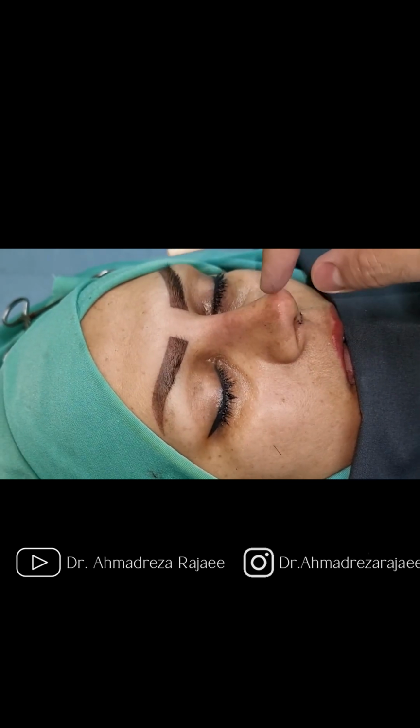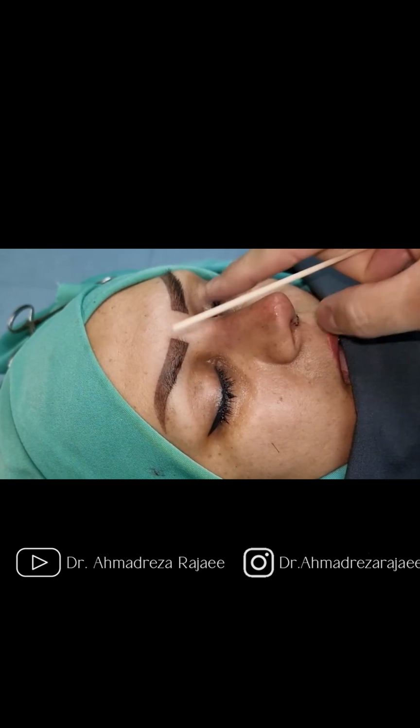We do have a very strong tip structure here, as it is visible. That's very strong. It does not bend, and this guarantees the lifelong permanency of the results for this patient. A very gentle curve.